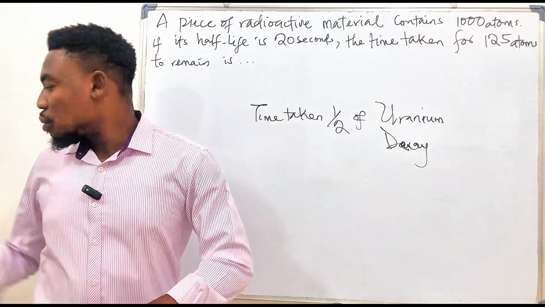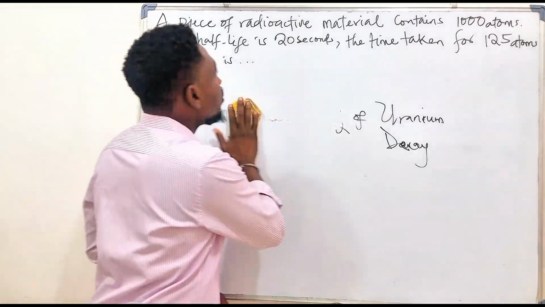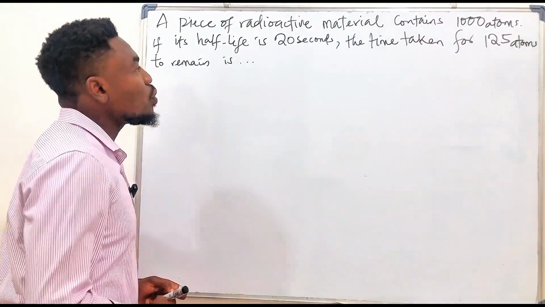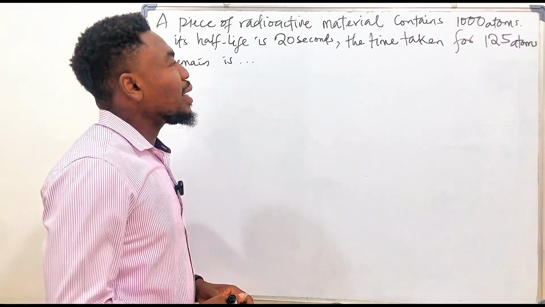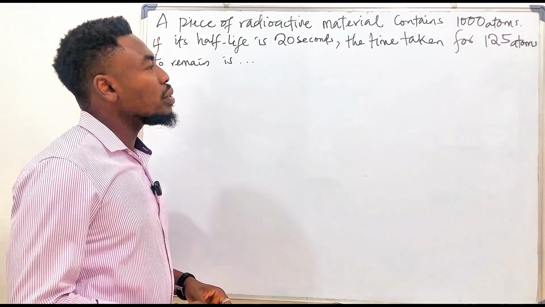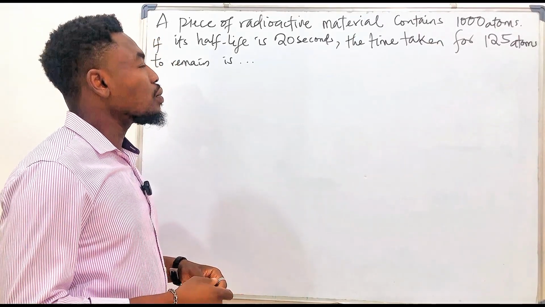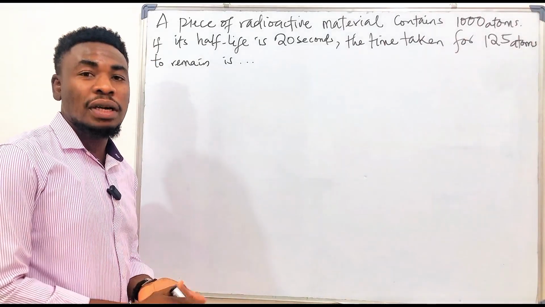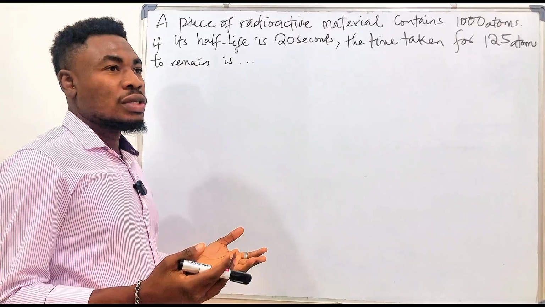So let's go back to the question. The question says what? A piece of radioactive material contains 1000 atoms. If its half-life is 20 seconds, what's the time taken for 125 atoms to remain? Now, there's no particular formula for this. We just use simple logic.